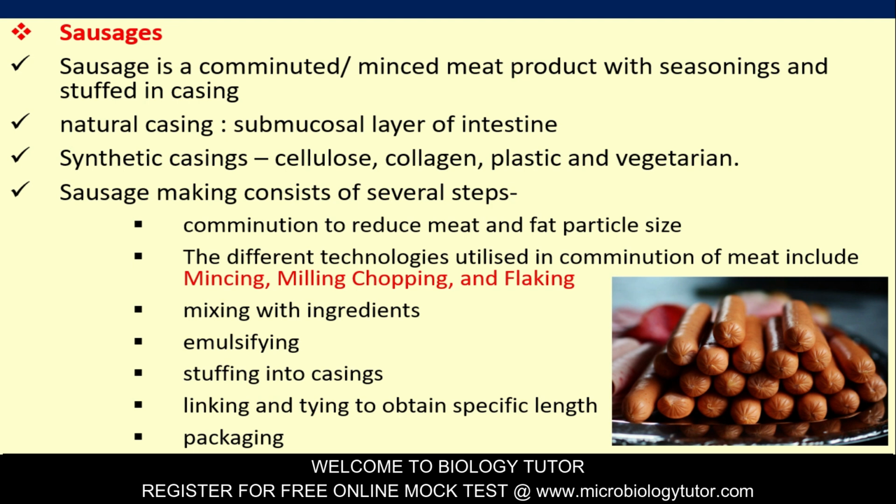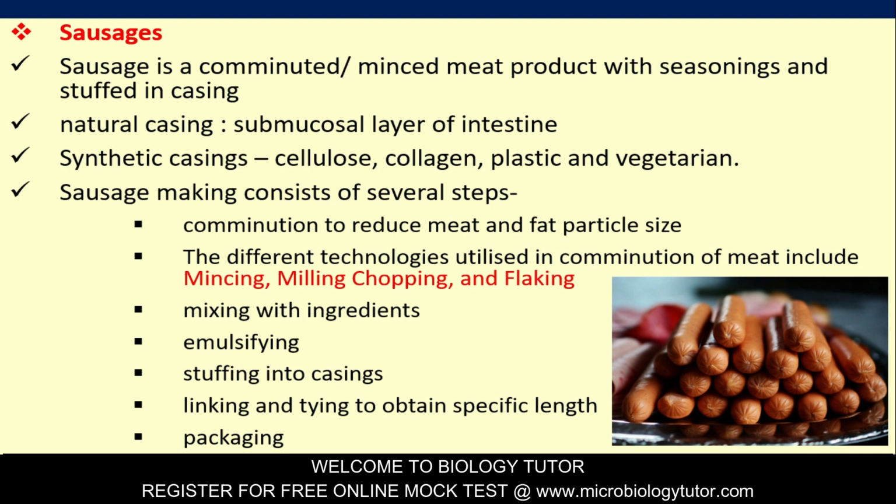Sausages. Sausage is a comminuted minced meat product with seasoning, stuffed in casing. Natural casing: the submucosal layer of intestine is used for casing in the case of sausages. Synthetic casings: cellulose, collagen, plastic, and vegetarian casings are also used.